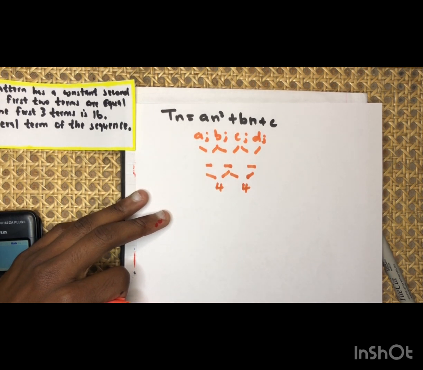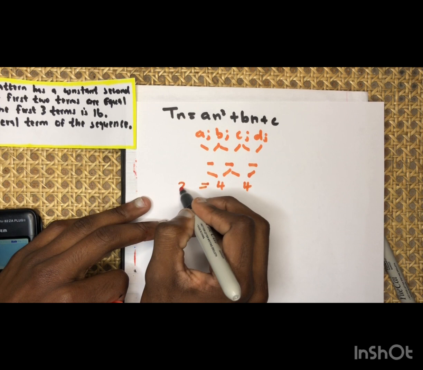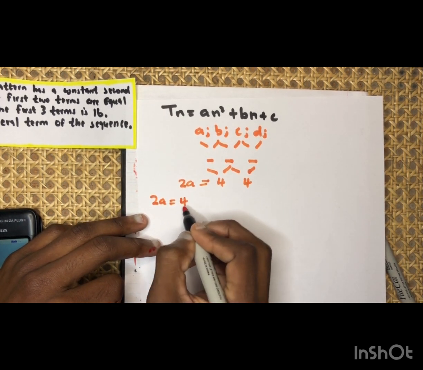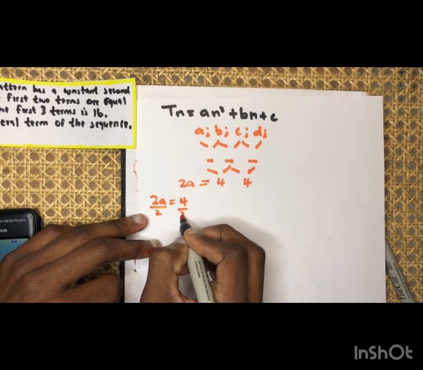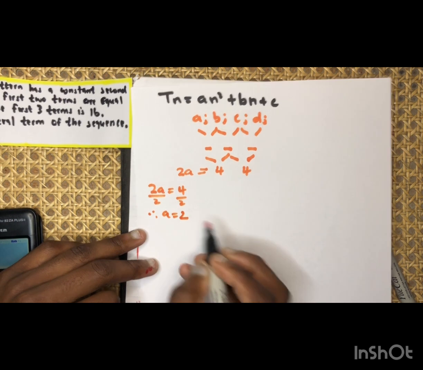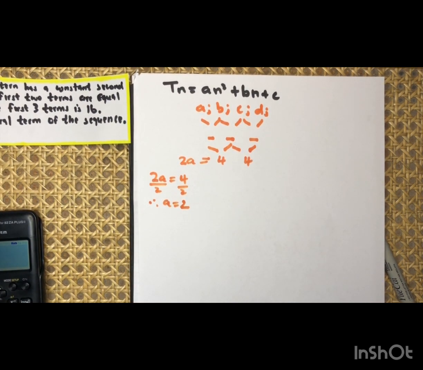So here we can get the a. How can we get the a? We know that here we always have 2a. So 2a equals 4, then I divide by 2 on both sides. Therefore your a will be equal to 2. Are we together? Hope that you are happy, because I'm happy also.